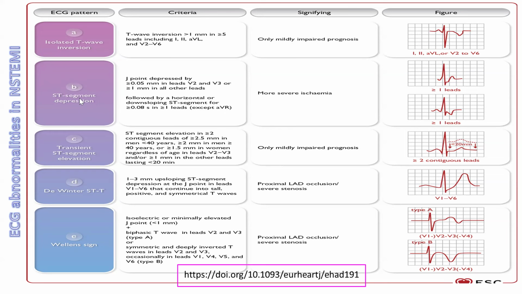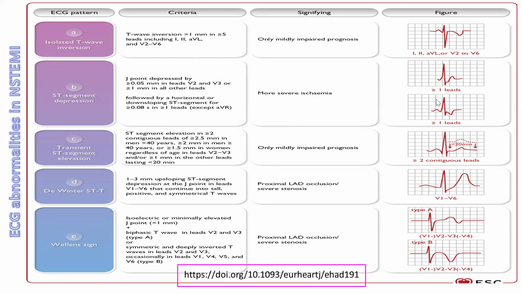on ECG in non-ST segment elevation include ST segment depression. ST segment depression is more than 0.05 millimeter, or half a small square, in leads V2 and V3, or more than 1 millimeter in other leads, followed by horizontal or downsloping ST segment. Downsloping is a segment depression of more than 1 millimeter, except in aVR. This indicates more severe ischemia.